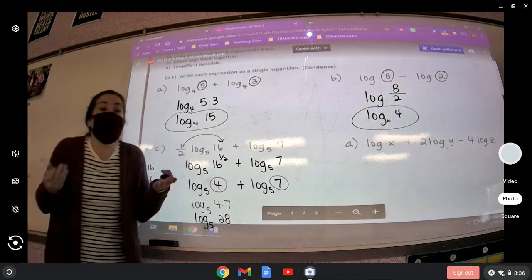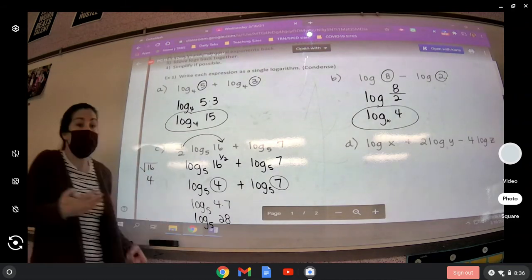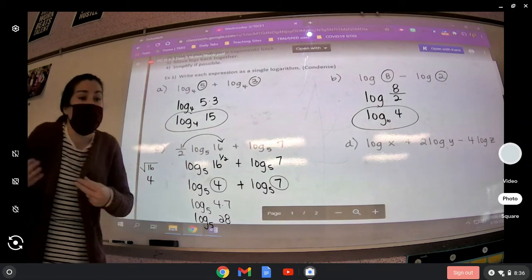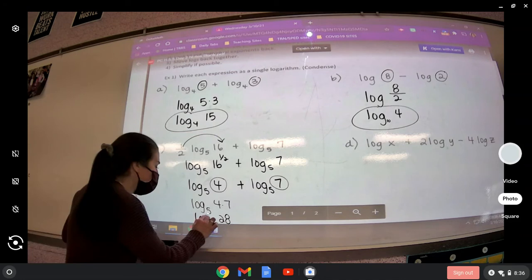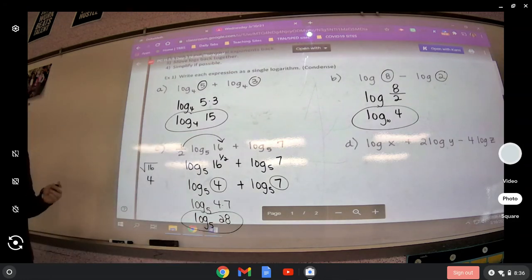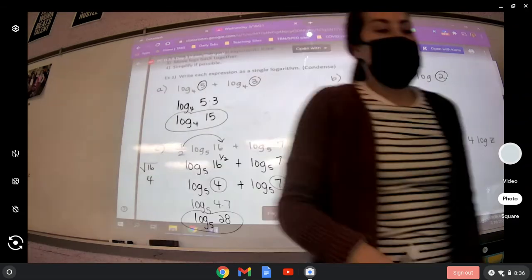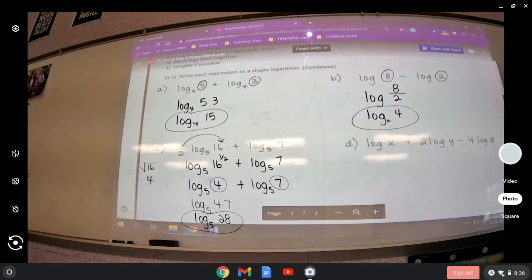And now ask yourself, do you know the answer to that log? 5 to what power is 28? I don't know, it's 2 point something, right? 5 squared is 25, so 2 point something would get me 28. So since I don't know the answer to it, we leave it as log base 5 of 28. Right, nice and simple, just take your time and follow your steps.